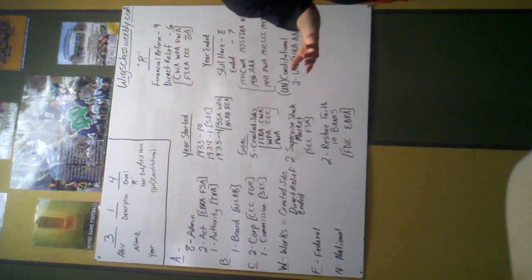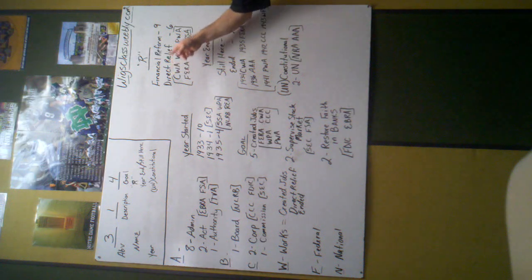The R, the relief, okay, I narrowed it down to just 2 of them, direct relief or financial reform. Financial reform, there's 9 of them. Don't memorize those 9, okay? If there's 9 financial reform, there has to be 6 direct relief because there's 15 programs. So the 6 direct reliefs: CWA, WPA, PWA, FERA, CCC, and SSA. So memorize those 6 direct reliefs.